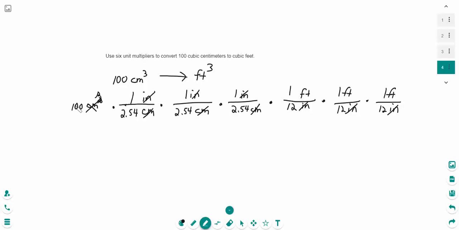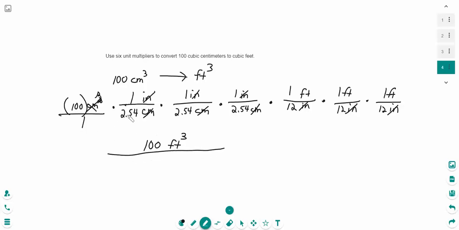So in the whole numerator, don't forget about this 100. He's still sitting over here, and he's in the numerator. So don't forget about him. We have 100 times 1 times 1 times 1 times 1 times 1 times 1. So it's 100. And then we have 3 feet, so it's going to be feet squared, or cubed, excuse me. All right?